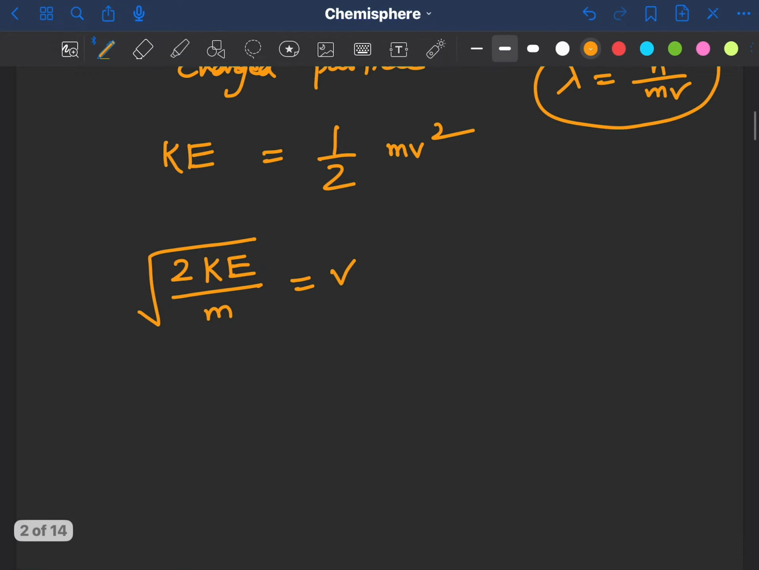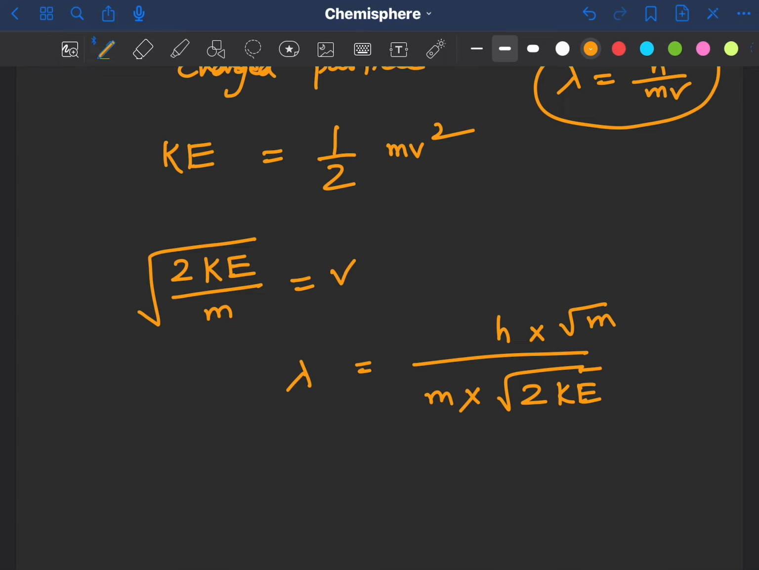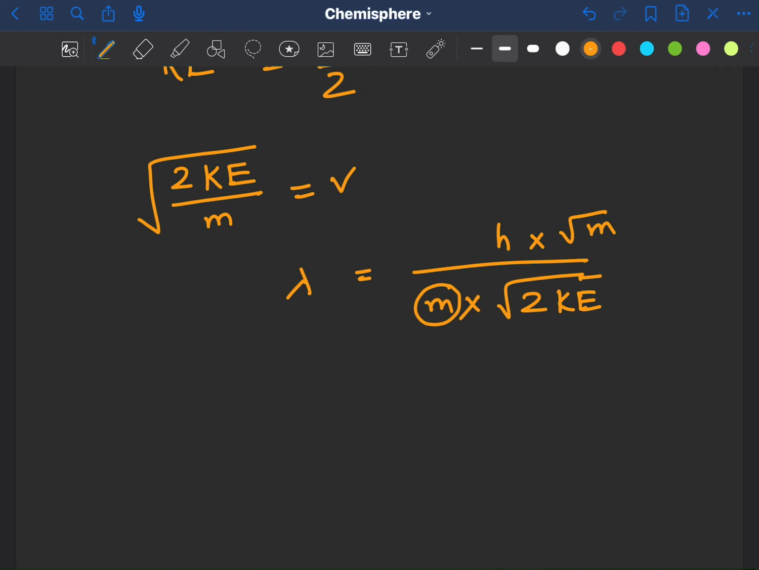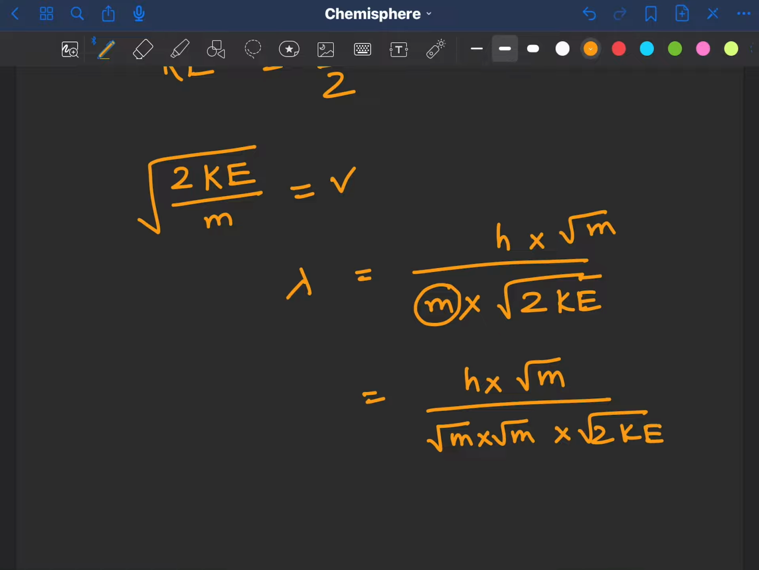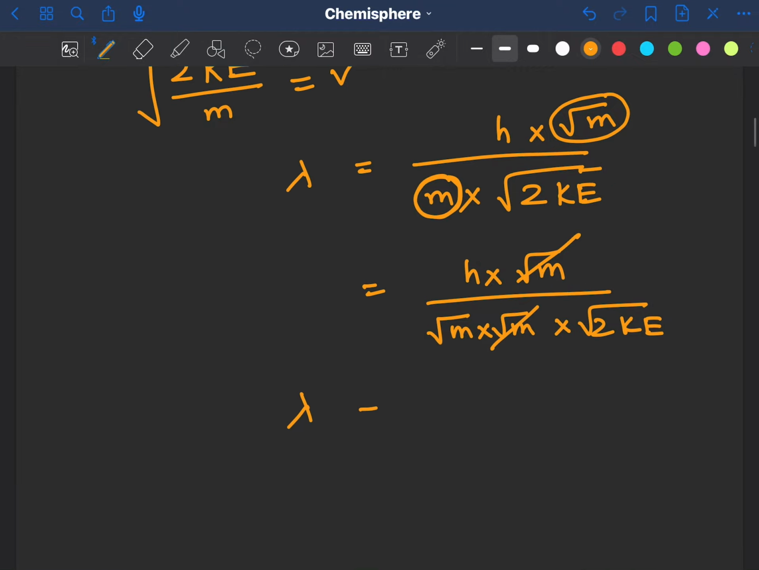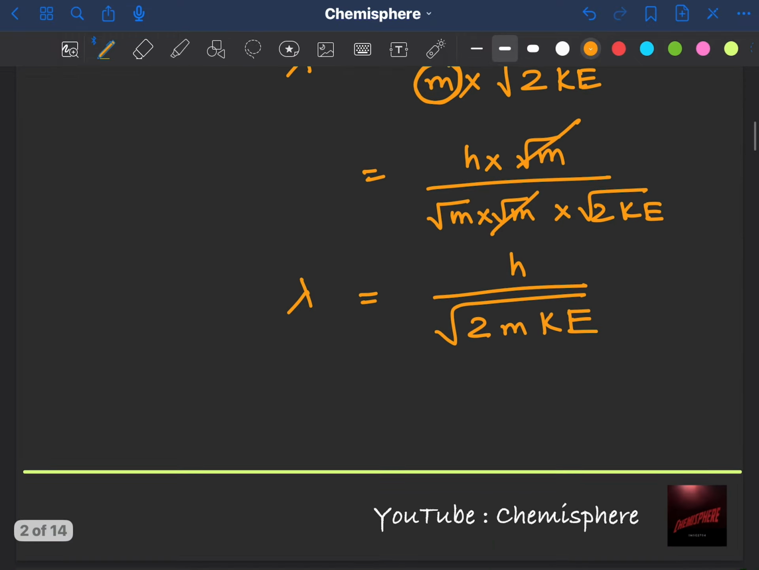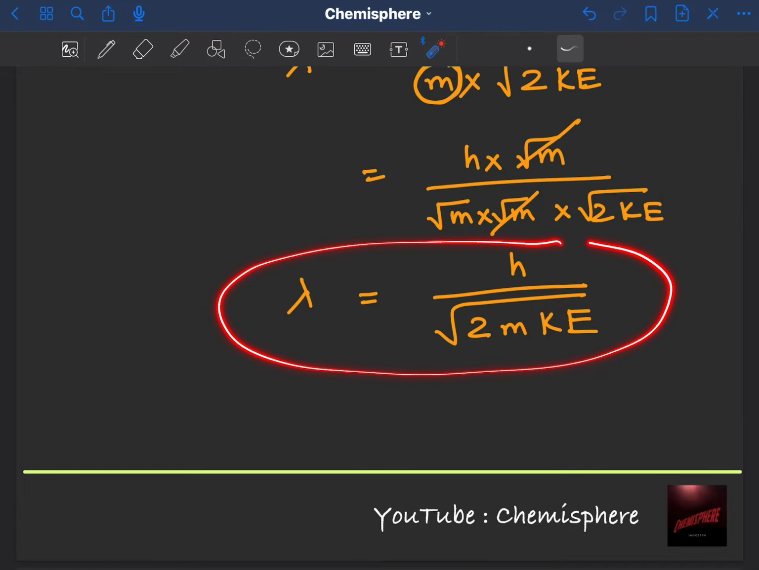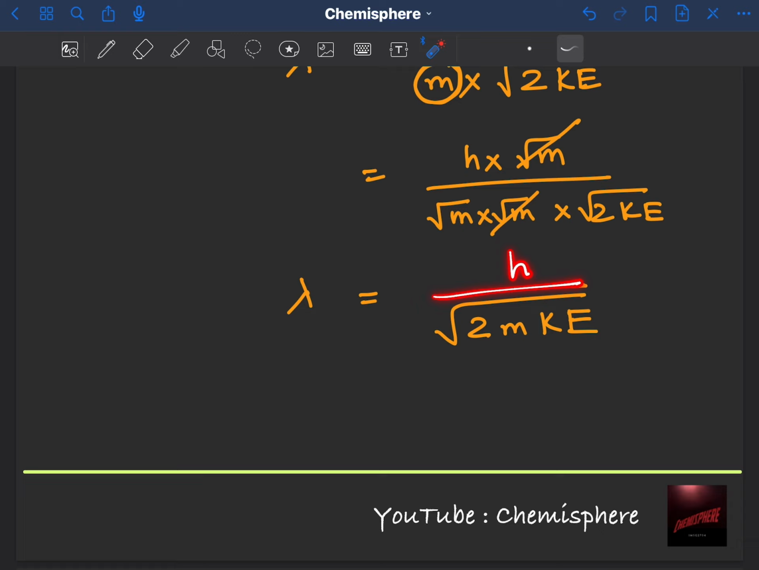So the de Broglie wavelength will ultimately become h by m into root of 2 KE and root of m in the numerator. This m can be written as h into root m divided by root m into root m into root of 2 KE, or you can directly do the calculation. This is m to the power 1 by 2, this is m to the power 1, so they cancel. So one more formula of lambda is h by root of 2 into m into KE. This is one more formula of de Broglie's wavelength, where it is equal to h by root of 2 into the mass of the particle into the kinetic energy of the particle.